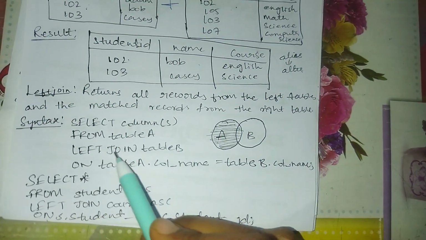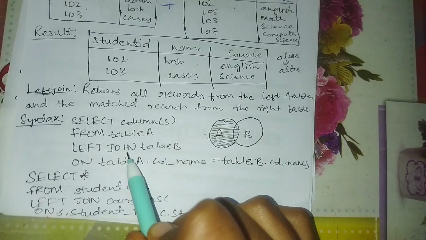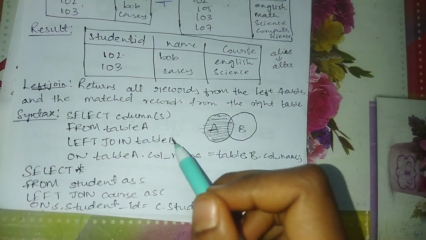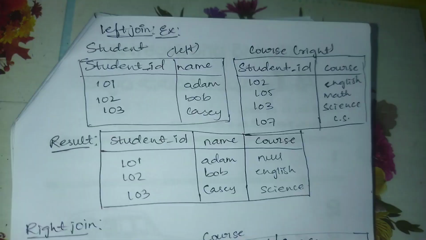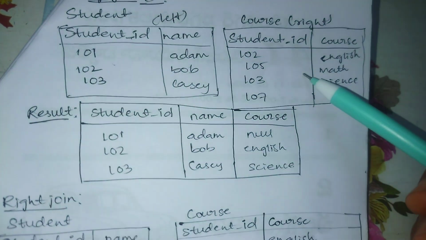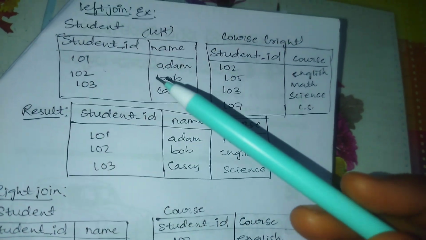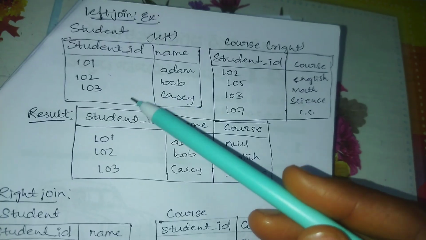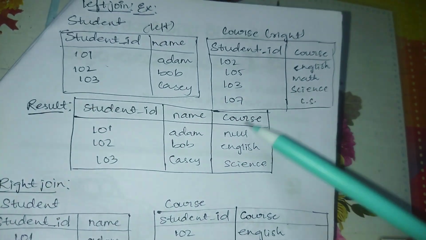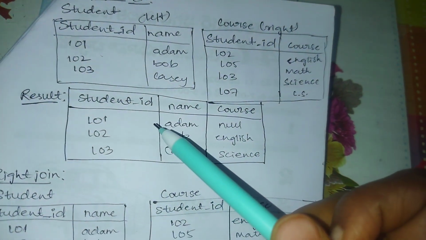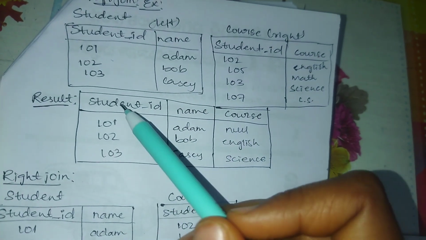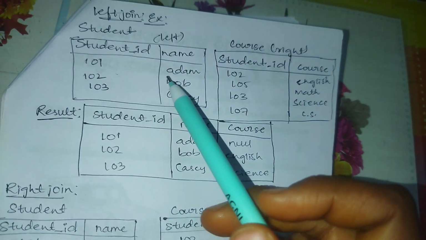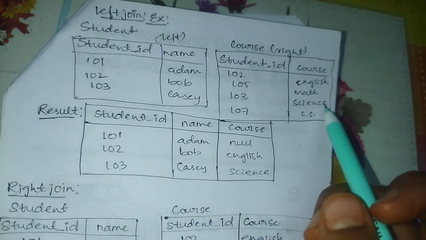For left join, we use the left join command. It returns only the left part of the sets. This is the set A representation, this is the set B representation. According to left join, the left part is added first, after that the right part. In the first step, the common element is added first. Then in left join, name is added first, then course.